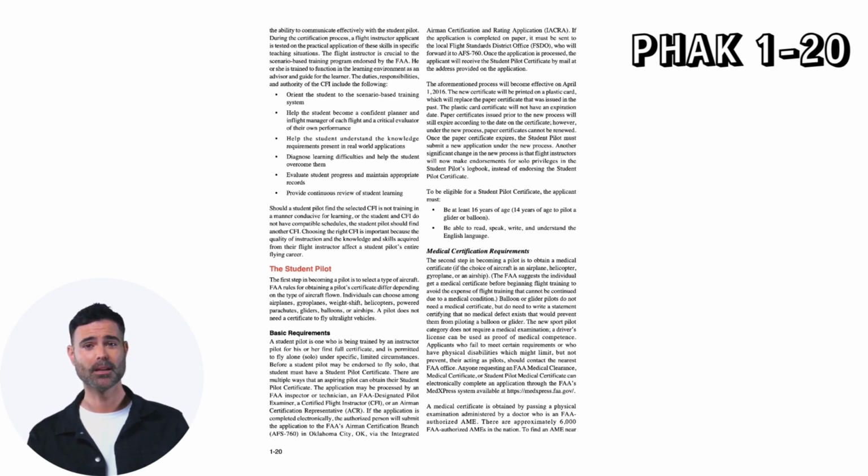The student pilot. The first step in becoming a pilot is to select a type of aircraft. FAA rules for obtaining a pilot certificate differ depending on the type of aircraft flown. Individuals can choose among airplanes, gyroplanes, weight shift, helicopters, powered parachutes, gliders, balloons, or airships. A pilot does not need a certificate to fly ultralight vehicles.